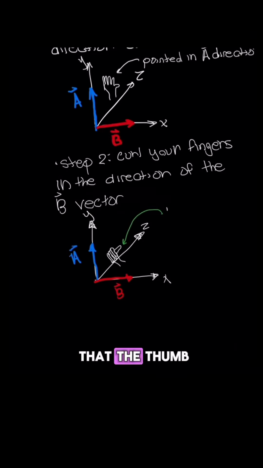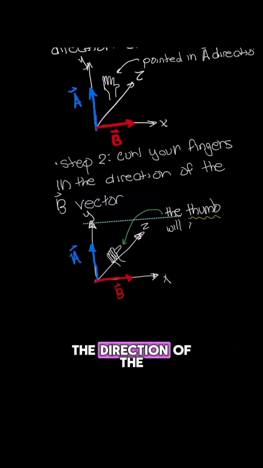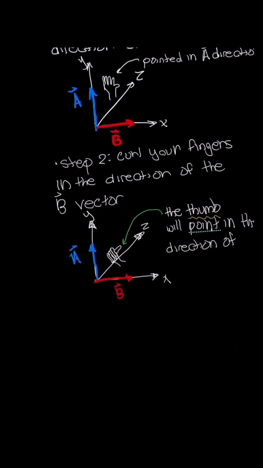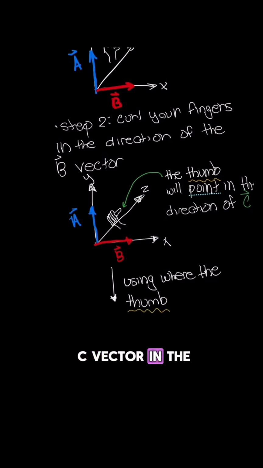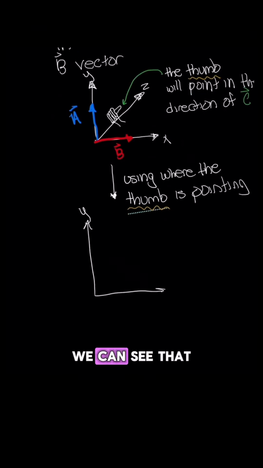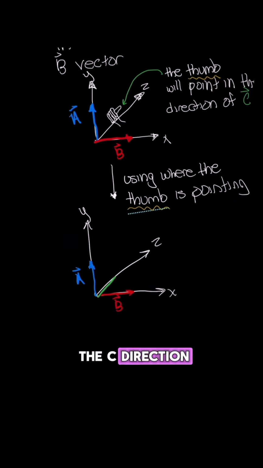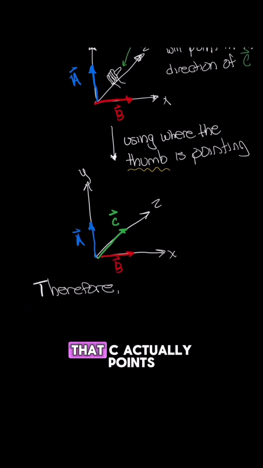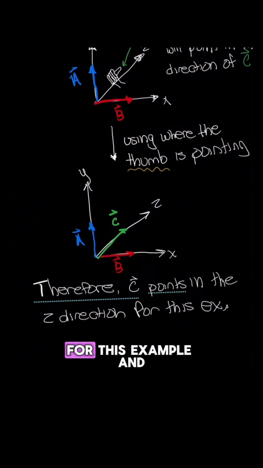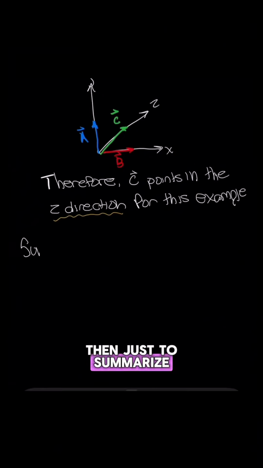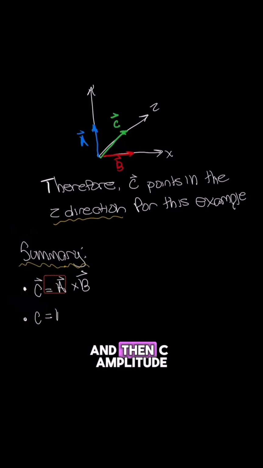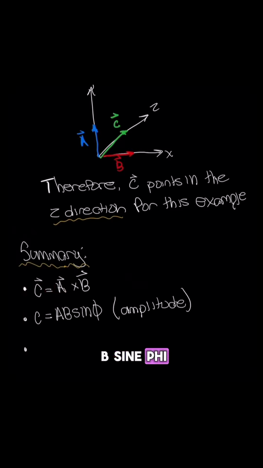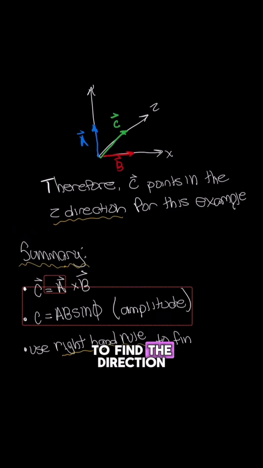And you can see that the thumb actually will point in the direction of the c vector. And so for this example, if we draw the c vector in the direction of the thumb, we can see that it points in the z direction. So we can conclude that c points in the z direction for this example. And then just to summarize what we went over, we know that c is equal to a cross b, and then c amplitude is equal to ab sine phi, and then we use the right-hand rule to find the direction of c.